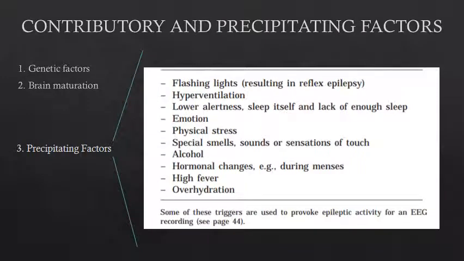Other contributory and precipitating factors. First, genetic factors. Some patients may be more genetically predisposed to having seizures than others. Second, age and maturation of the brain may determine whether or not a person has seizures. And third, other precipitating factors.